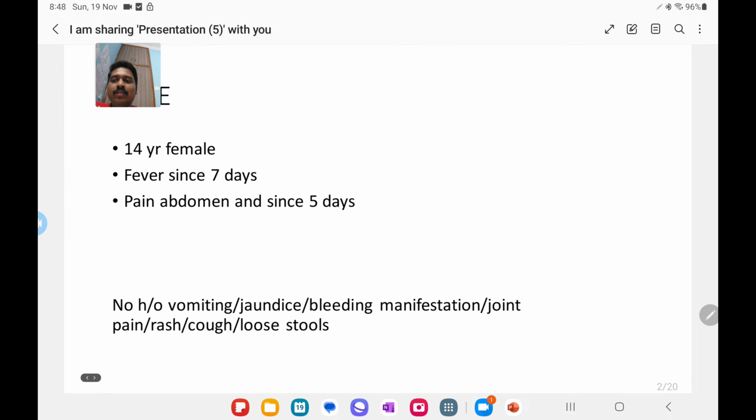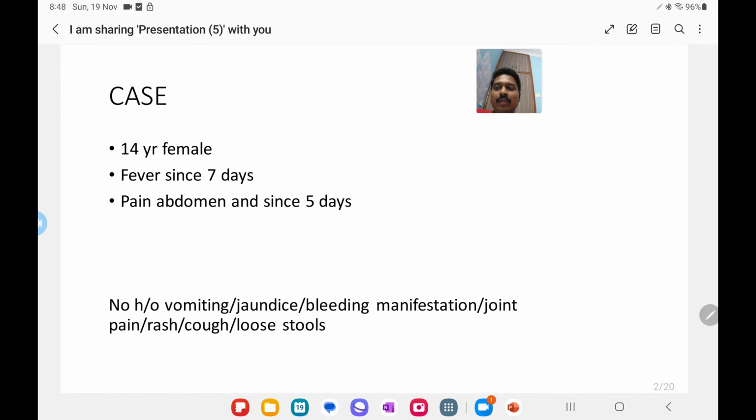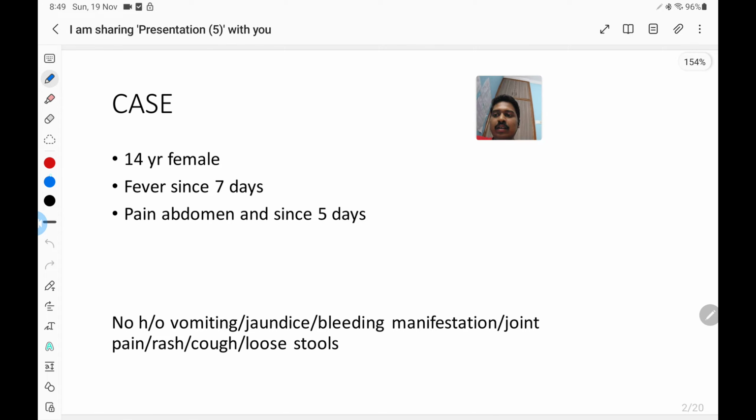So this is a story of a 14-year-old female. This is a case of a 14-year-old female, an adolescent female who had come to us with complaints of fever since 7 days. Okay, it was just fever with 7 days, and then she had pain abdomen for 5 days.